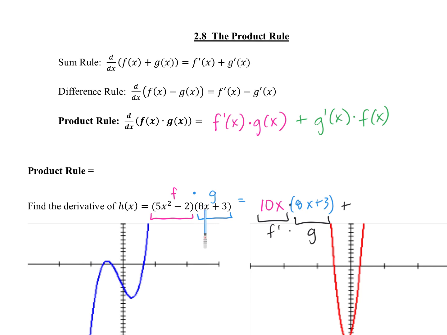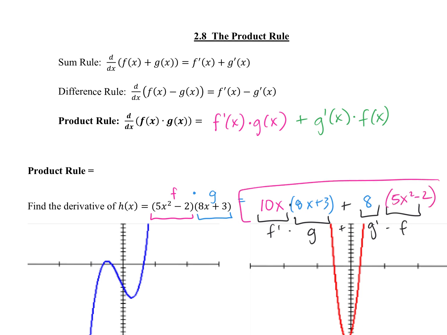Close. 8. Yep. So we'd have 8, and that's my g prime. Times, we got to multiply that by f. What was my f function? 5x squared minus 2. You guys, you did it. 5x squared minus 2. That is the derivative. We don't have to take it any further. Whew. That's the product rule. That's a lot to remember.